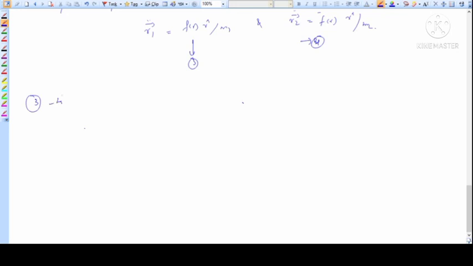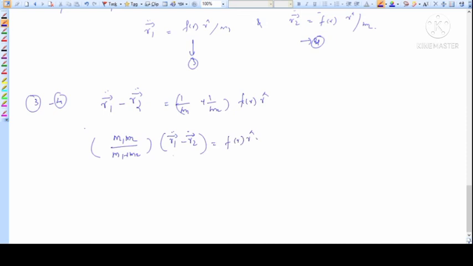If you subtract 4 from 3, you get r1 double dot minus r2 double dot is equal to 1 by m1 plus 1 by m2 times f of r cap. You can check this, rearrange and expand all this. So m1 m2 divided by m1 plus m2 times r1 double dot minus r2 double dot is equal to f of r cap. And what is this m1 m2 divided by m1 plus m2? It is nothing but the reduced mass mu.